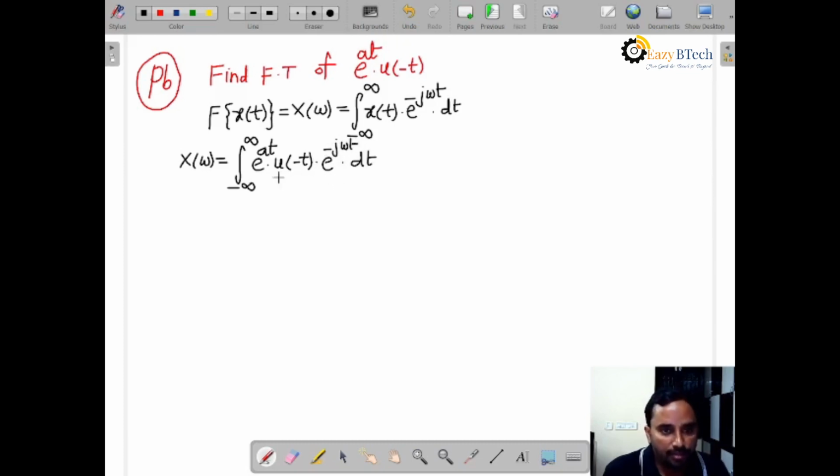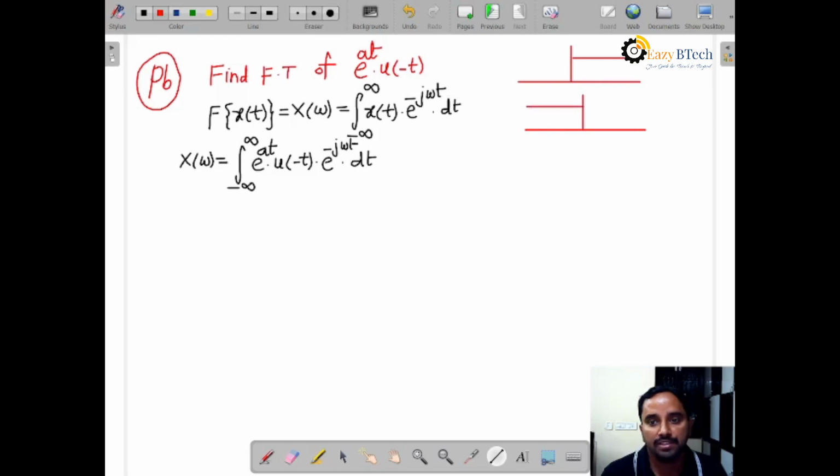So here we think about first u of minus t. It is the step signal, time reversal of step signal. U(t) is the unit step function. U(-t) is the time reversal of unit step function, or folding of unit step function. So let's see this u(-t). First I am drawing u(t). This is the u(t). And u(-t) means folding of u(t). So this is the u(-t).